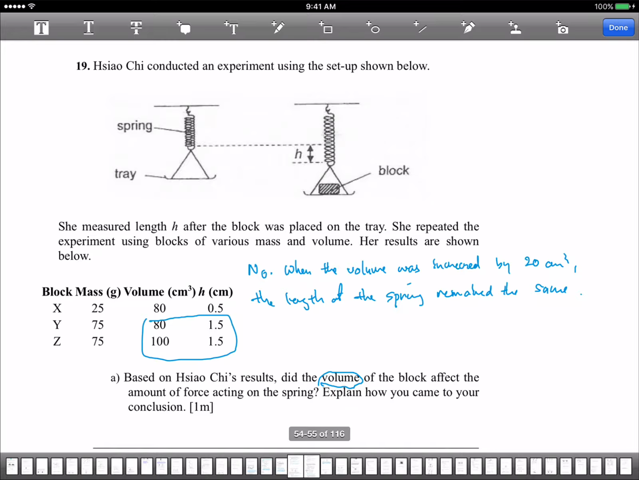They changed the volume from 80 to 100, but the result is the same. Volume change, result same, right? So what does this mean? Does the volume affect how much the spring is being pulled? No. So what affects how much the spring is being pulled? What affects the length? Yeah, right. The mass.